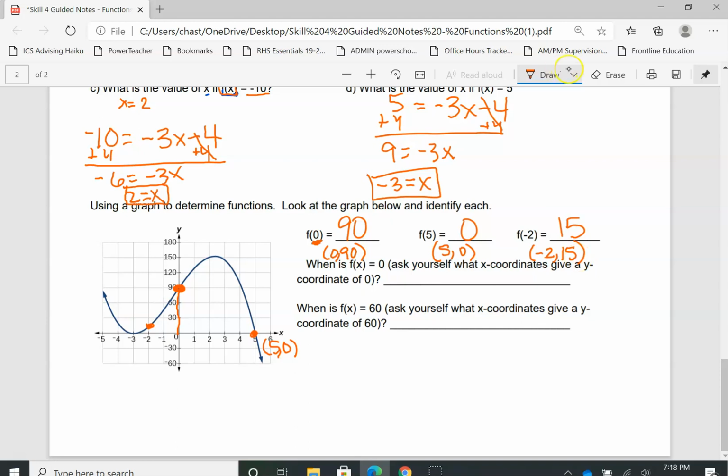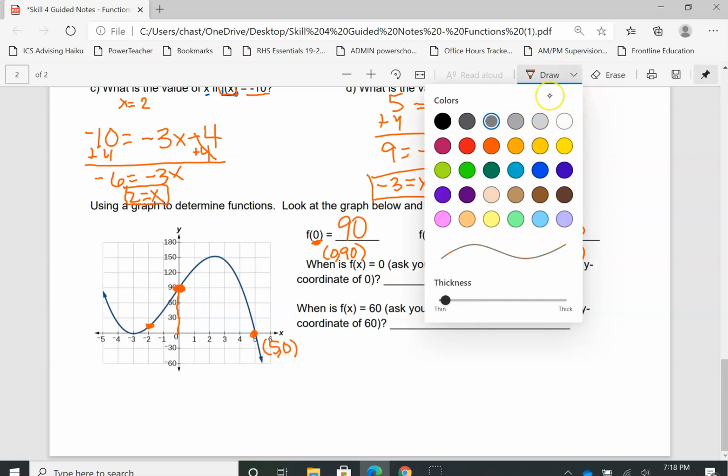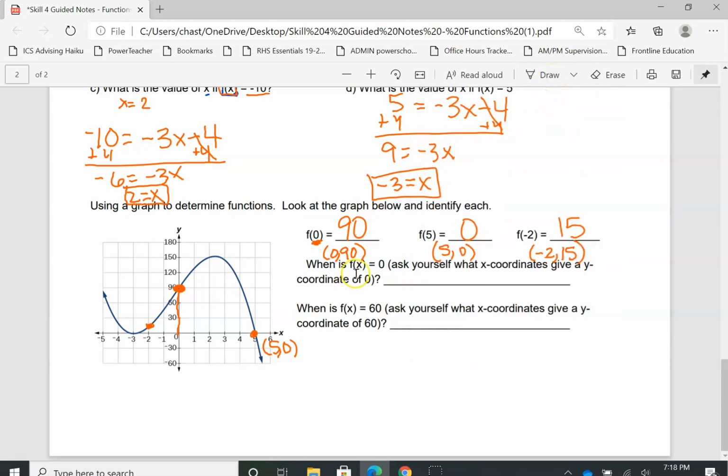All right, the next one's a little more interesting because it asks us, when is f(x) equal to 0? So you're asking yourself, what are the x coordinates that give you a y coordinate of 0? Well, we already saw one right here where we had (5, 0). So x equals 5 is one of them. But there's another time when this happens, and that happens over here at (-3, 0). So the y-coordinate's 0. So it also happens at -3.